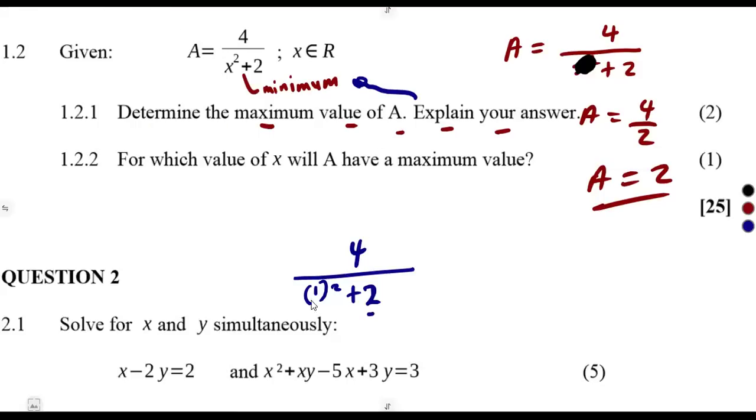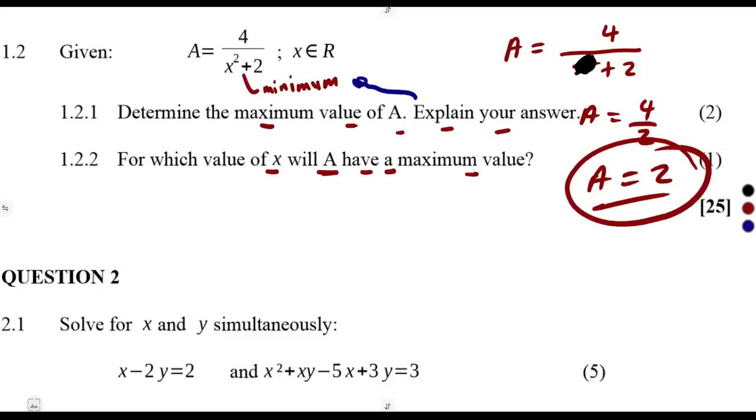Because of this plus 2 here, it is affecting here. Maybe if there's nothing here, you must still add 2 to that nothing. So that is the effect. All right. So guys, this is the issue of the denominator. When you see something like this, just remove this, divide by 2, you're done. All right. So now for which value of x will A have a maximum value? We said this is the maximum value of A, but it is maximum when x is what? This is what you're being asked. When x is what?